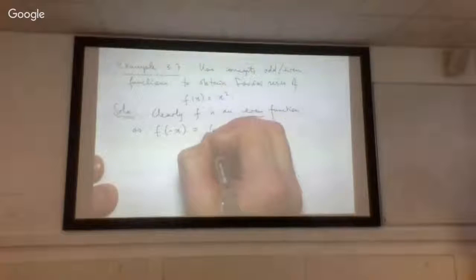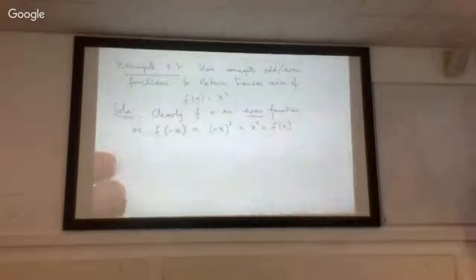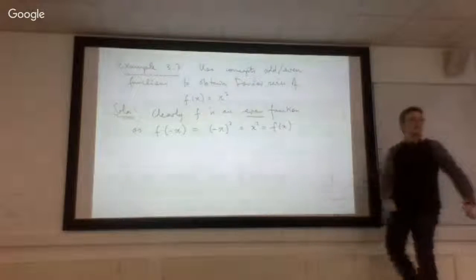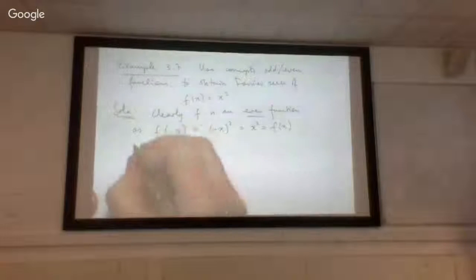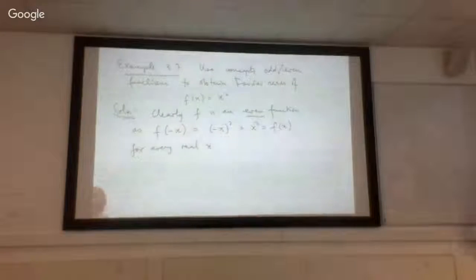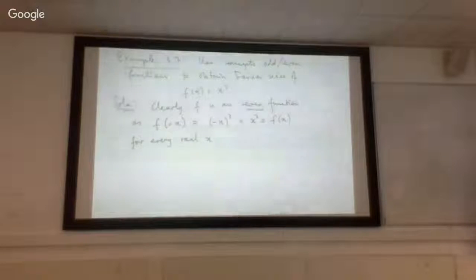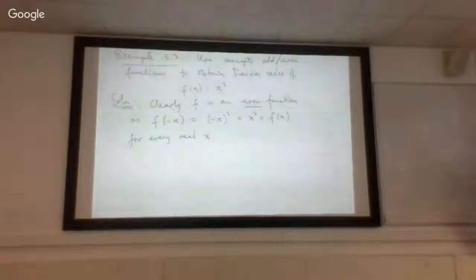Even function, as when you evaluate it at -x, you get (-x) squared. Of course, that's equal to x squared, which is, of course, equal to f of x. And those equations are true for every real number x. So that's true for every real x. Complex x, to be honest, as well. Most algebraic systems have (-x) squared equal to x squared. So we're dealing with an even function.